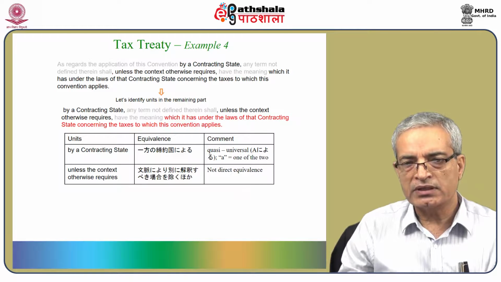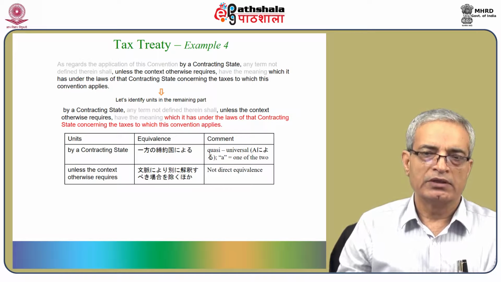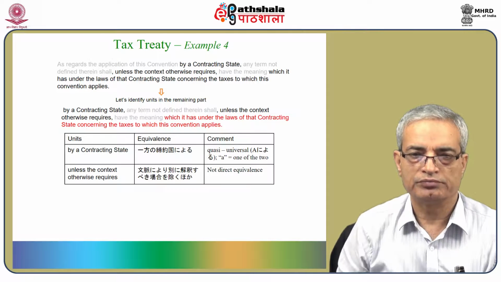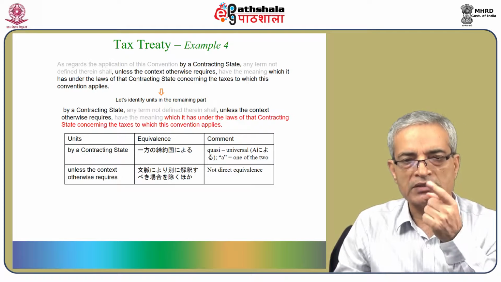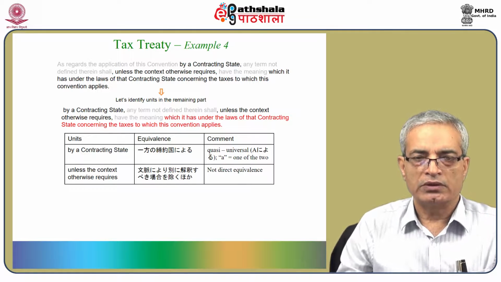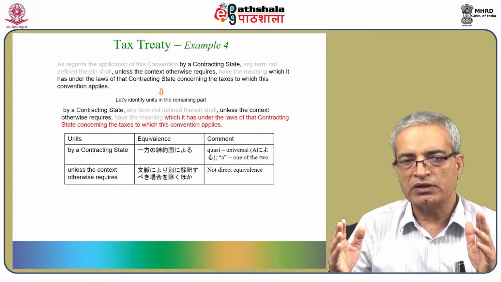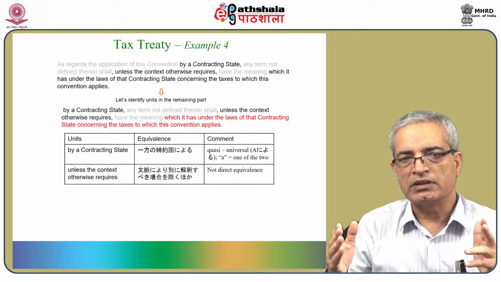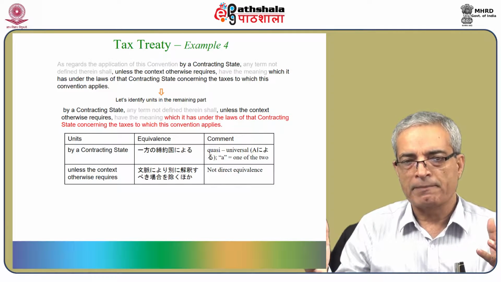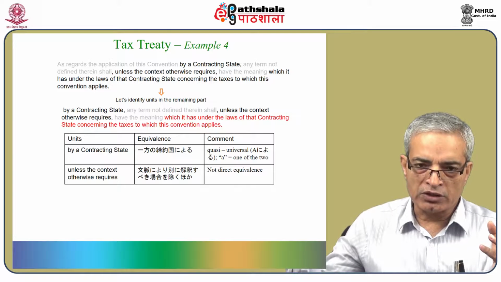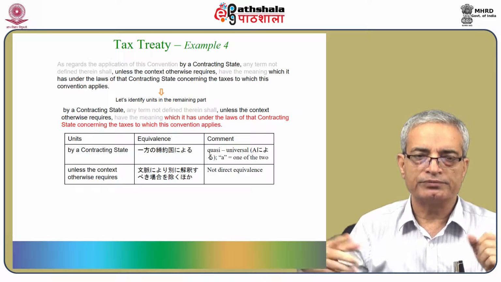By a contracting state, as I said, by a contracting state as a quasi universal unit, it's any yoru. And in this case, it's translated as ippo no teyaku koku ni yoru. Ippo no is not hitotsu no, because in English it's a. In place of a, ippo no is put because it's a convention between, or it's an agreement between the two parties. And we are talking about one party, therefore ippo no.